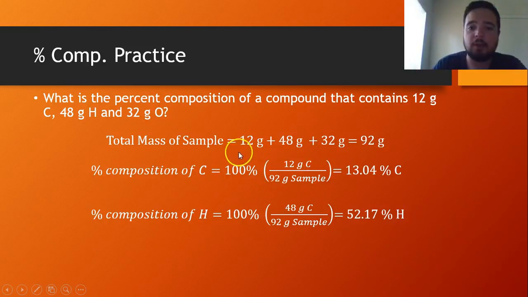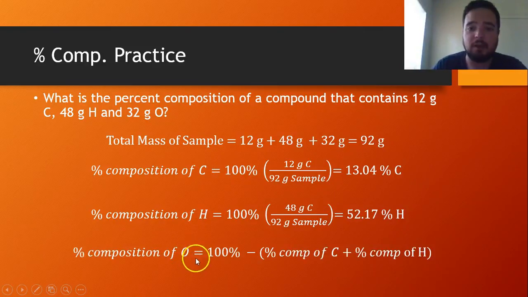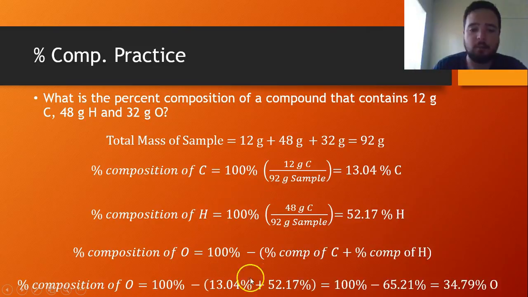What you can say is that we know 100% of the sample is accounted for, and we know the percent of each element. So what we can do is that percent of oxygen we can say is 100% minus the addition of the percent compositions of hydrogen and carbon. And then we're left with it being 34.79% oxygen. So if I add these all up, it should equal 100%, which is that total sample.